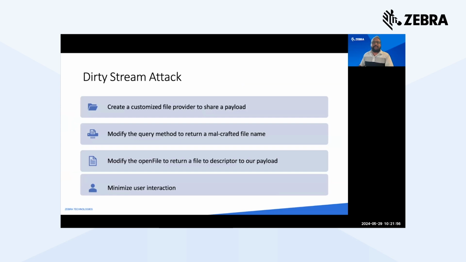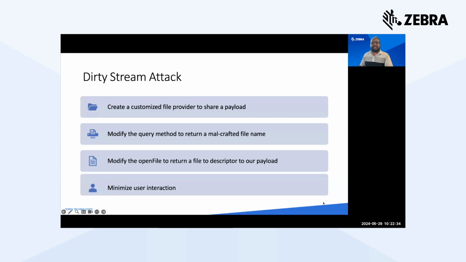In the case of the dirty stream attack, what it was doing is creating a custom file provider to share a payload, and then modifying the query method to return a mal-crafted file name. That means changing the way the file provider responds to requests for files and returning a mal-crafted file name. The attacker can trick the vulnerable application into opening the wrong file and modify the open file to return a file descriptor to the payload.